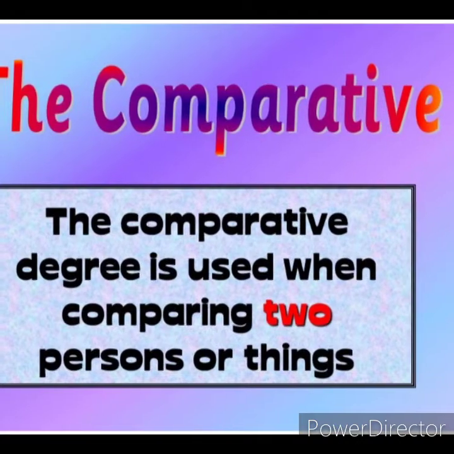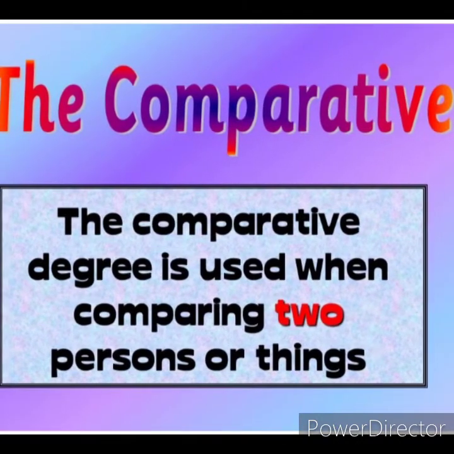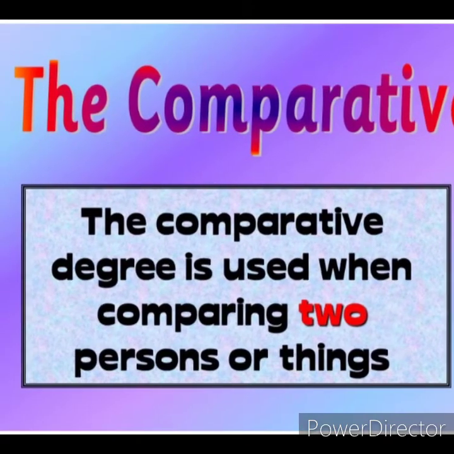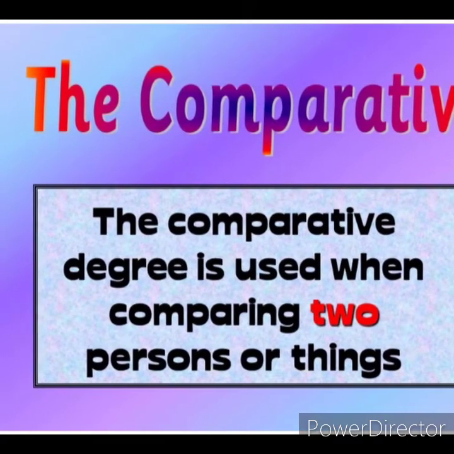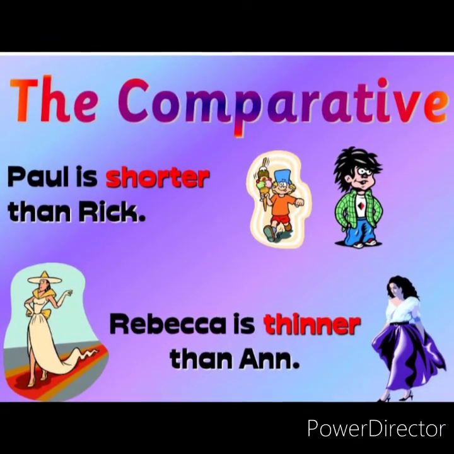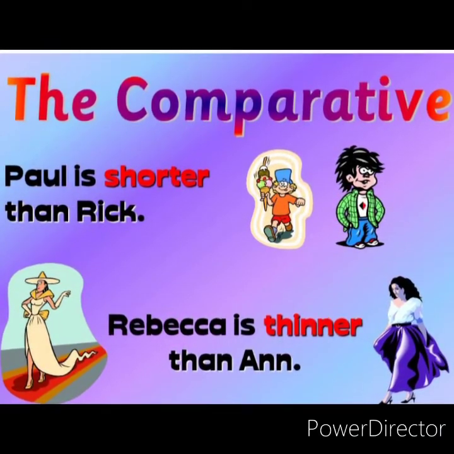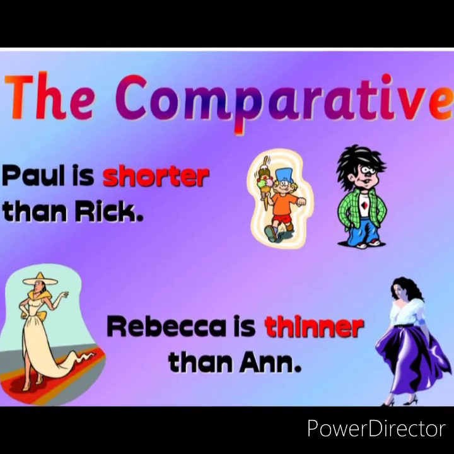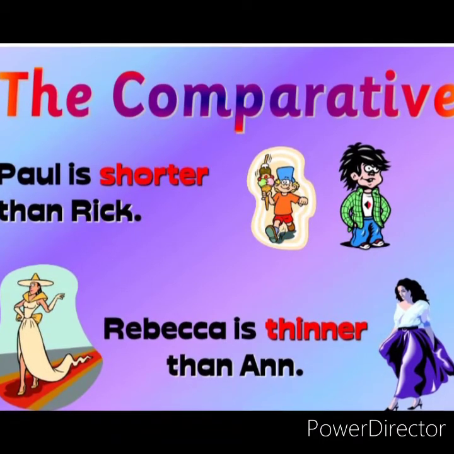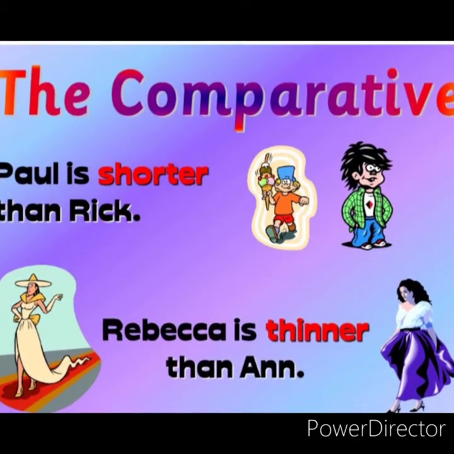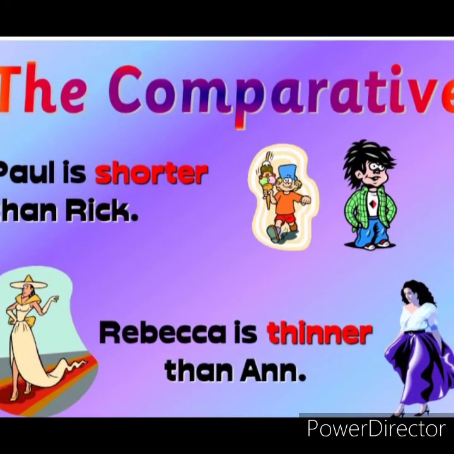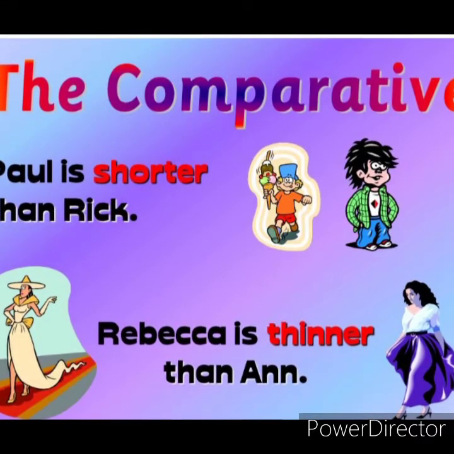The comparative degree is used when two persons or things are compared. Paul is shorter than Rick. Rebecca is thinner than Anne. So in both the pictures, two persons are compared with each other. So it is called a comparative degree.